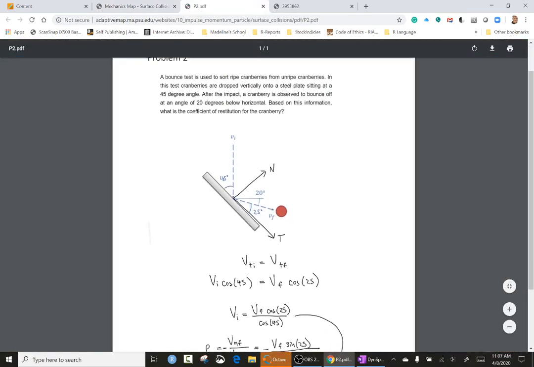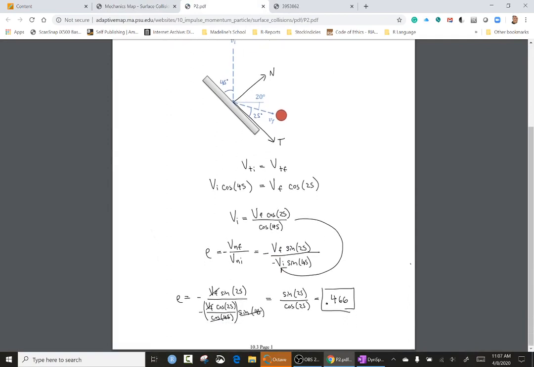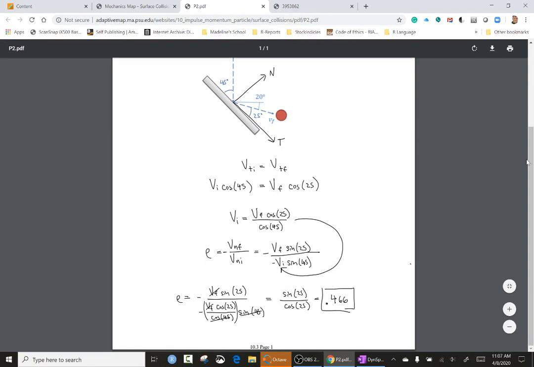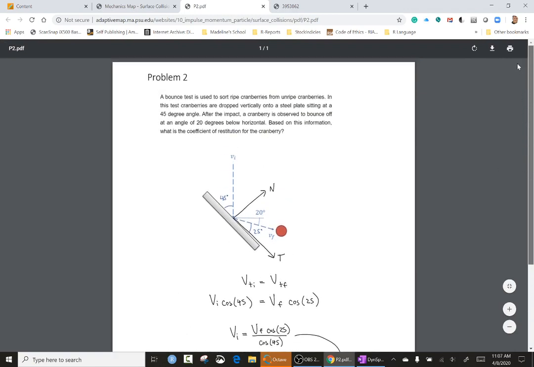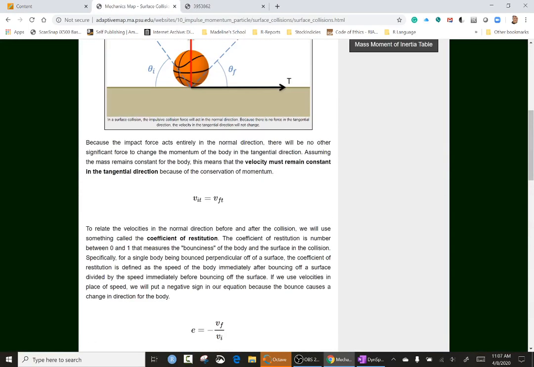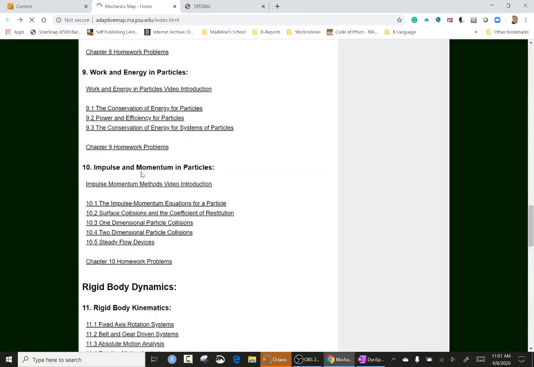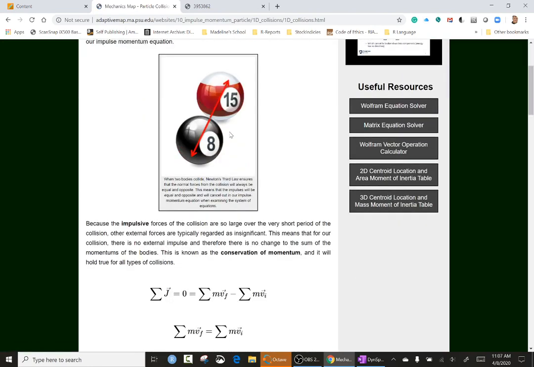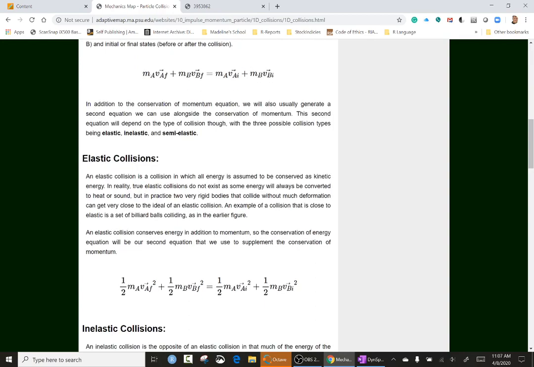So I would say definitely go in, look at his solution here, which actually appears to only be one page. And if I go to coefficient of restitution, one-dimensional particle collisions are one-dimensional, meaning the velocity is straight along the plane of impact, and he'll talk about this.